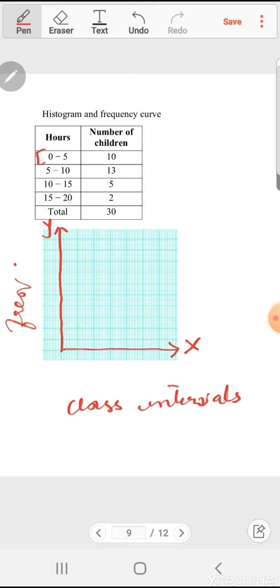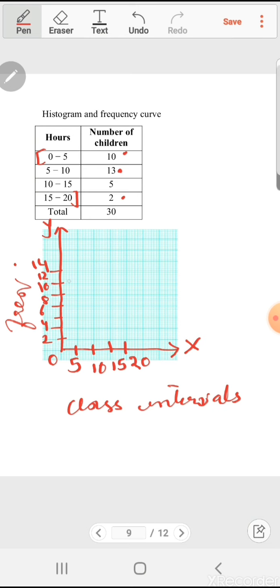So here we have to start from 0 and we have to go till 20 with a gap of 5. So starting with 0, first let's divide class intervals on x axis. Now, lowest frequency is 2 and highest frequency is 13 here. So if I take a gap of 2 each, I can divide my graph on y-axis as follows: 2, 4, 6, 8, 10, 12, 14.